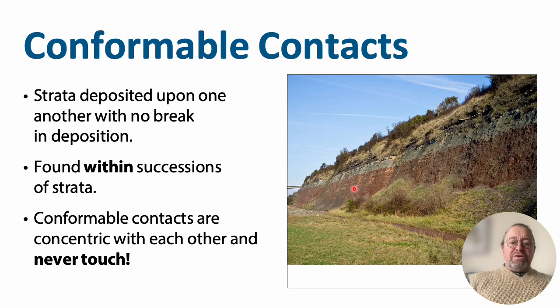So for example, here we have a red unit and a white unit with a contact between the two, and there's no break really. There's a change in colour, but there's no erosion or folding or anything like that. And that means when you're in a continuous sequence like this, the conformable contacts don't touch each other. Right, like you were doing last week, they're usually parallel to one another.